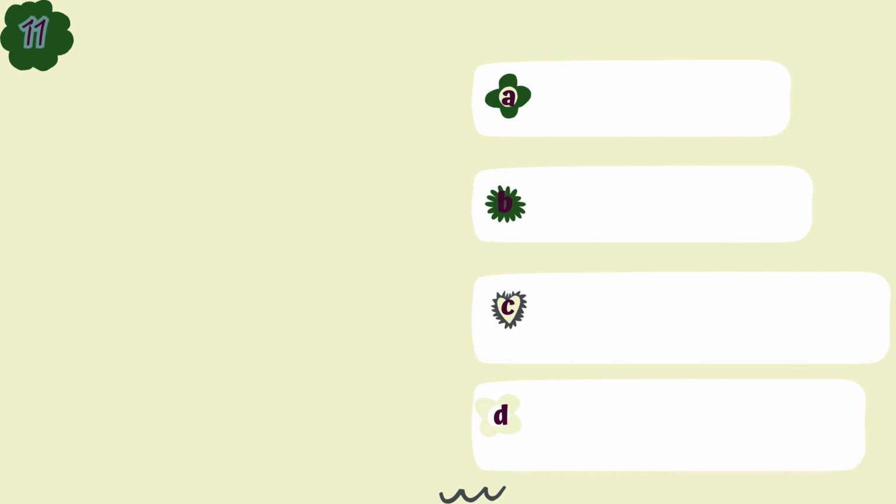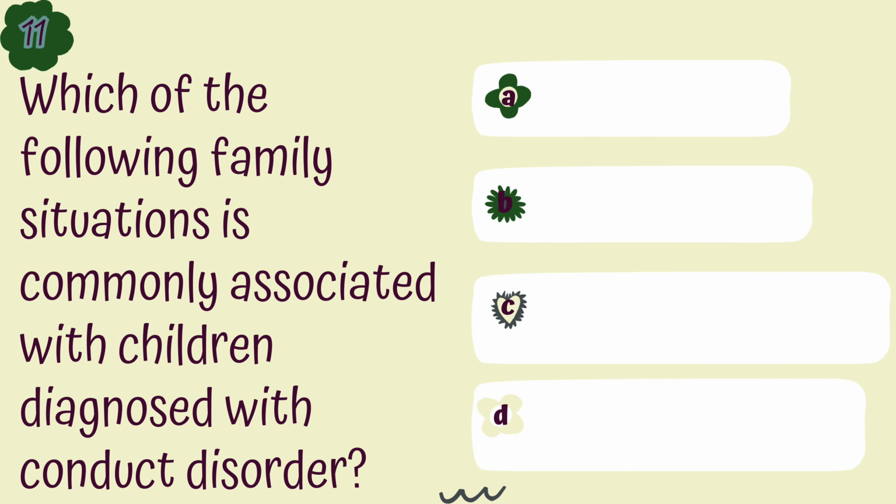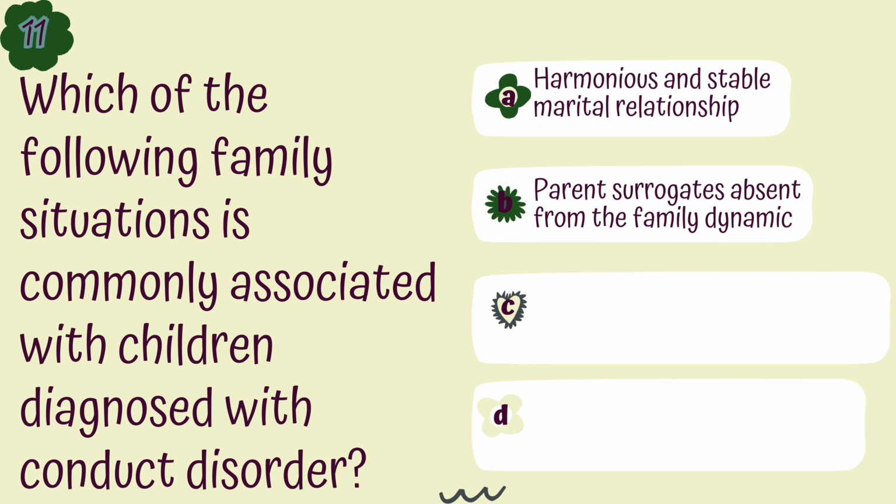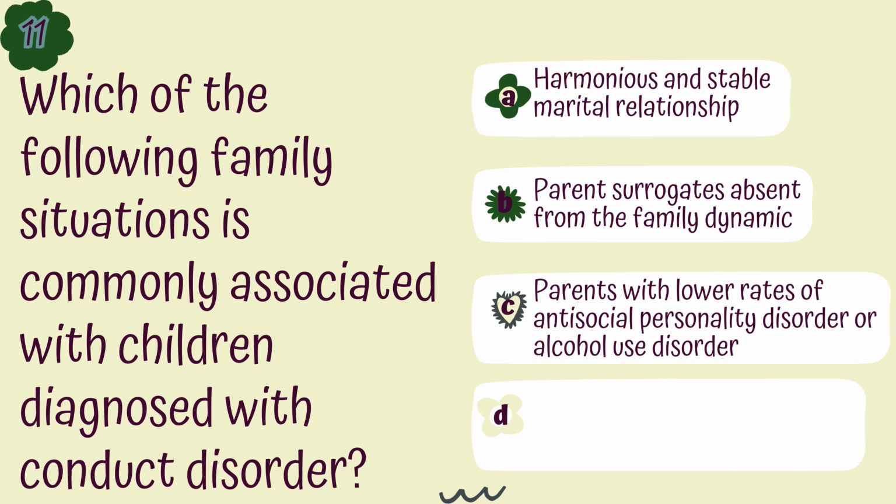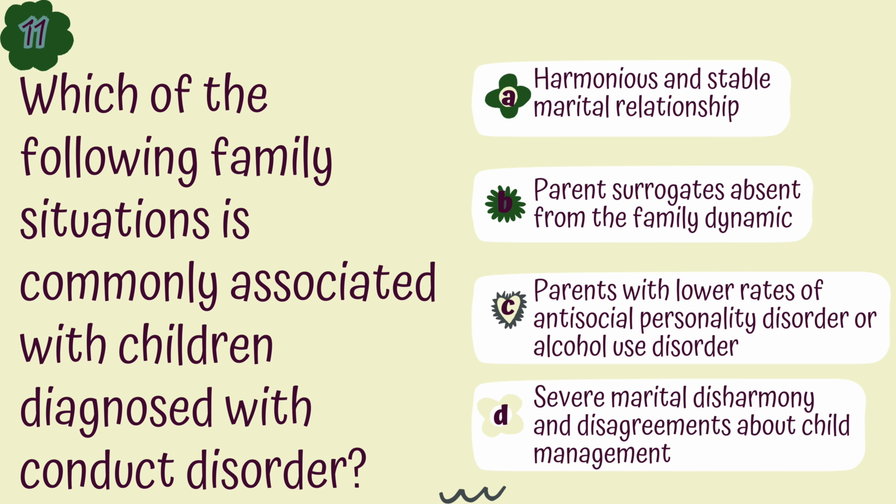Question 11. Which of the following family situations is commonly associated with children diagnosed with conduct disorder? A. Harmonious and stable marital relationship. B. Parent surrogates absent from family dynamic. C. Parents with lower rates of antisocial personality disorder or alcohol use disorder. Or is it D. Severe marital disharmony and disagreement about child management?